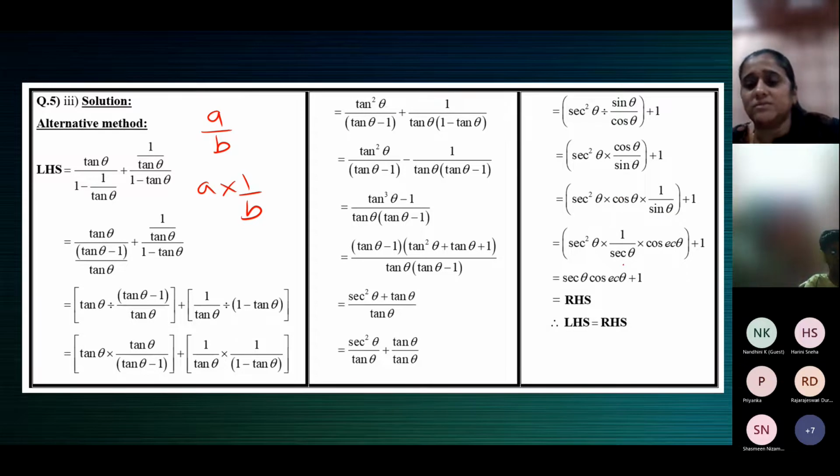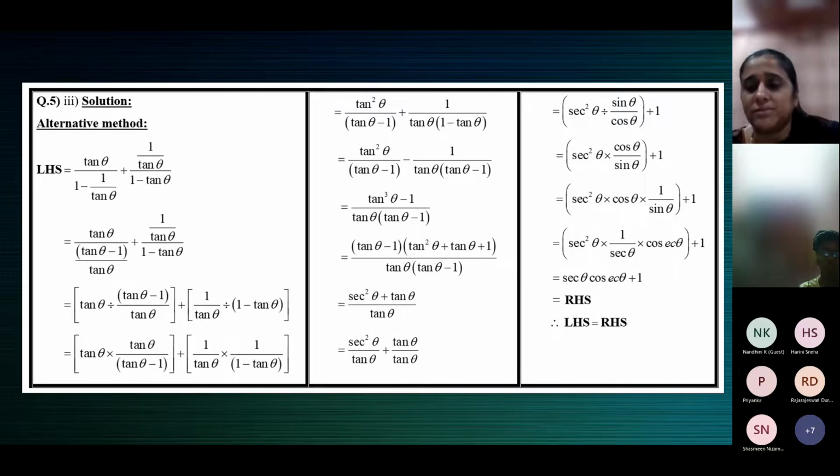So now cos theta is nothing but 1 by secant theta. So secant square theta into 1 by secant theta into 1 by sine theta, which is cosecant theta. Now secant and this one get cancelled, so we'll have one secant theta here. So secant theta into cosecant theta into 1 is secant theta cosecant theta plus 1, which is the RHS.